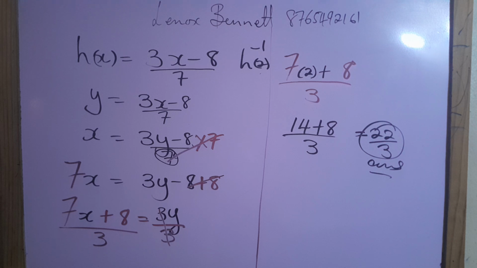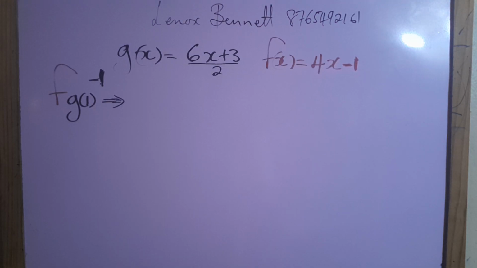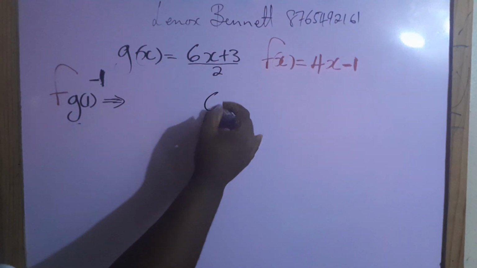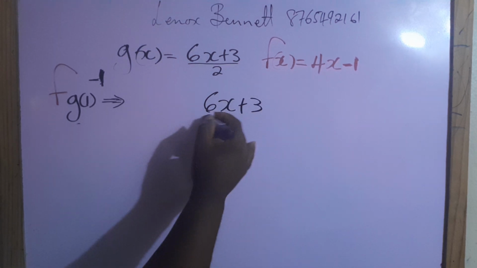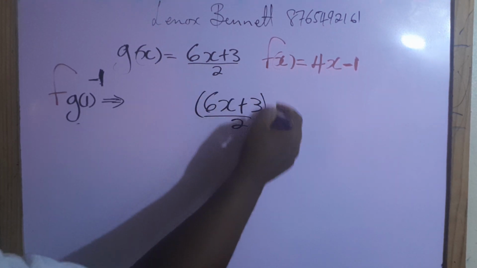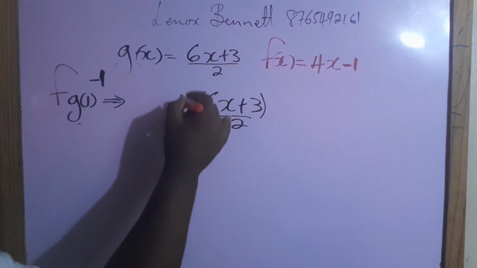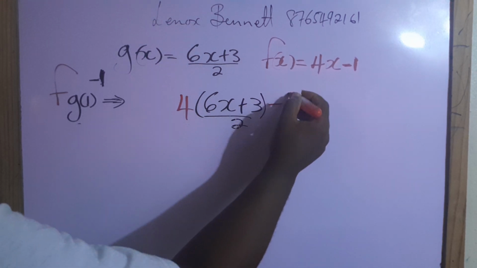Let's look at another one. Alright guys, so this time we're going to find FG inverse and we're going to plug 1 where x is. So first we need to find the inverse of the composite function. To do that, we're going to first combine the function. So let's do that. So g is our last function, so write back all of g. Next we're going to write back f without the x. So we have 4, this is our x, and we minus 1.